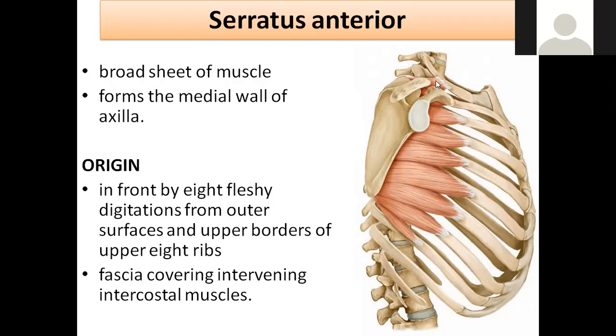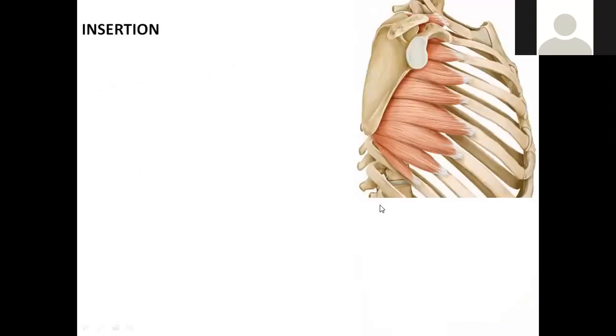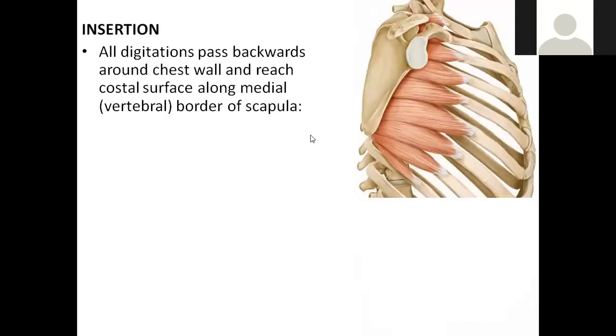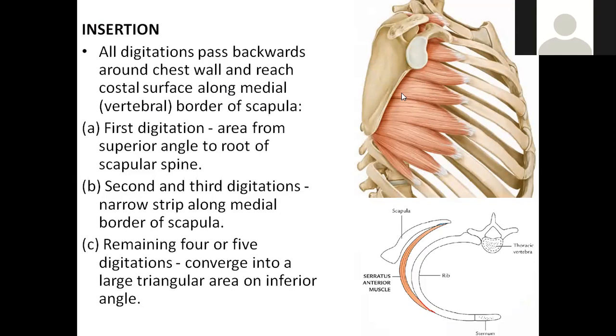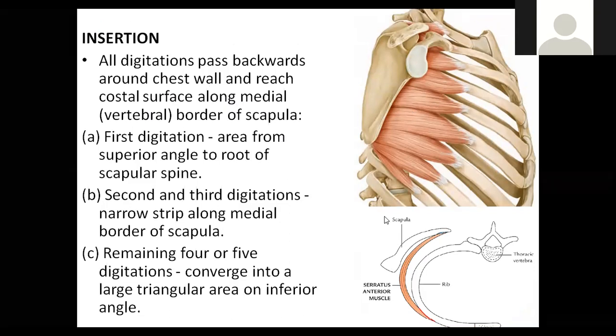Origin is, if you just count, it has 8 fleshy digitations from the outer surface and the upper borders of the upper 8 ribs, and the fascia covering the intervening intercostal muscles. Insertion, all digitations, I said it is going deep to the scapula bone. You just remember medial border of the scapula. Only this word, costal surface along the medial border of the scapula. The remaining digitations, actually you can remember very easily.